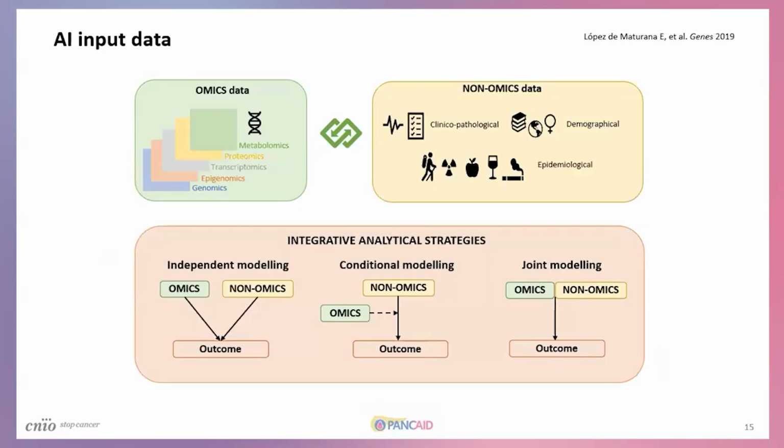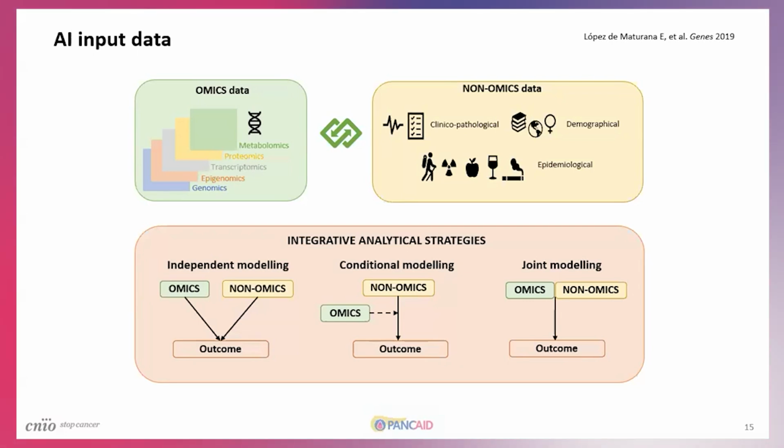So to create a robust AI model, of course, we need data, because this model works better when we have more data available. Here, we can distinguish between omics data and non-omics data. In the group, we use both.